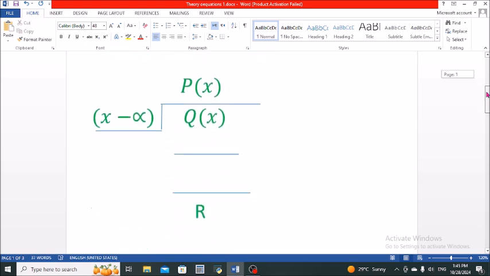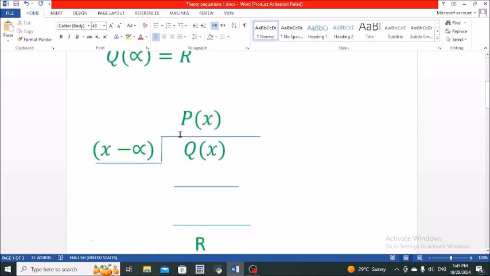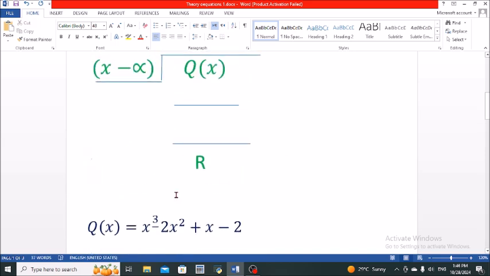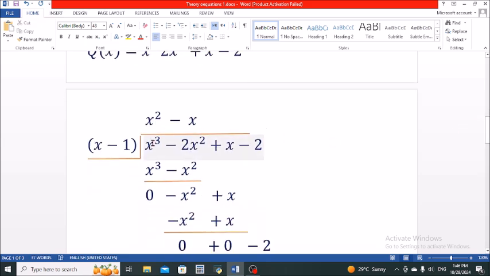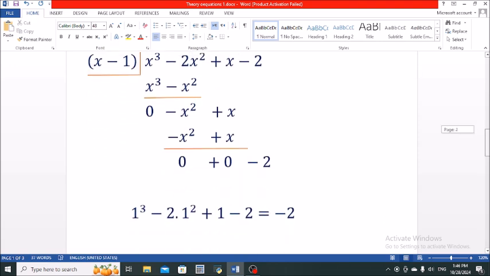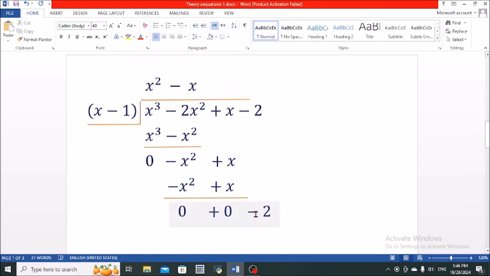Now let us put this in the form of a long division. We are dividing q of x by x minus alpha. The result would be p of x, and we will have a remainder. This remainder will be equal to q of alpha. Let's try this theorem practically. Let's divide the function x cubed minus 2x squared plus x minus 2 by x minus 1. We'll obtain a remainder here, which is minus 2.